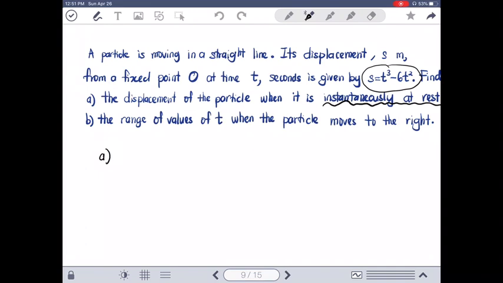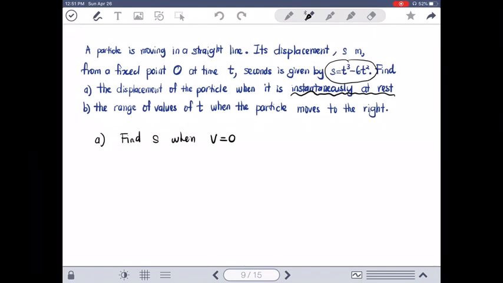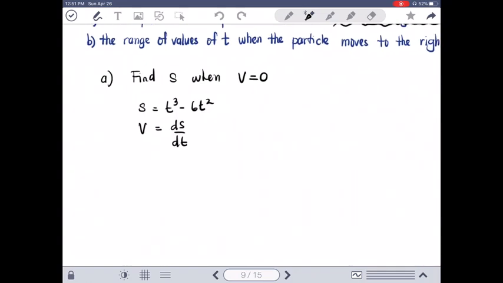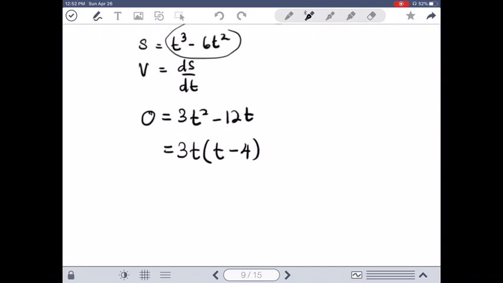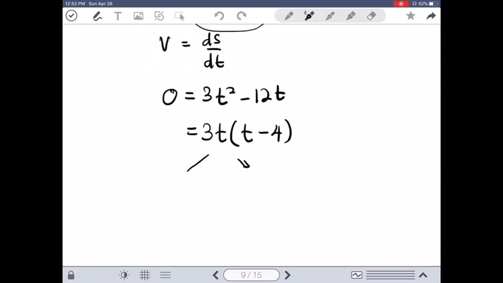So in other words, find s when v equals to 0. That is for our question A. Now we have the function s, t to the power of 3 minus 6t squared. And we know v is just equals to ds over dt. So we want v equals to 0. So 0 is equals to differentiate that. We should get 3t squared minus 12t equals to 0. Then factorize 3t, t minus 4. Okay. So we have two conclusions here. 3t equals to 0, t equals to 0. T minus 4 equals to 0, t equals to 4.